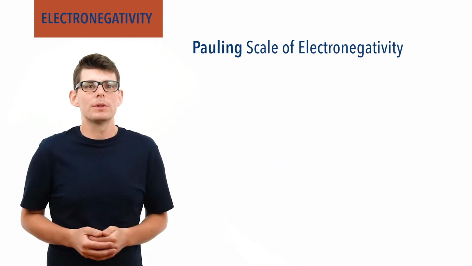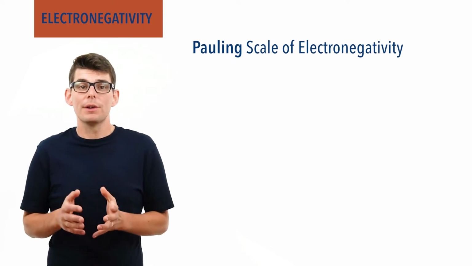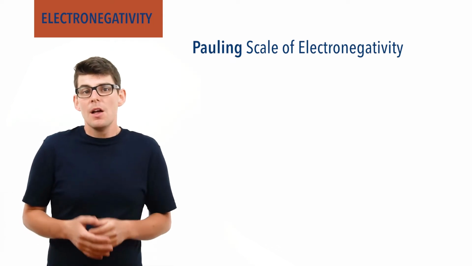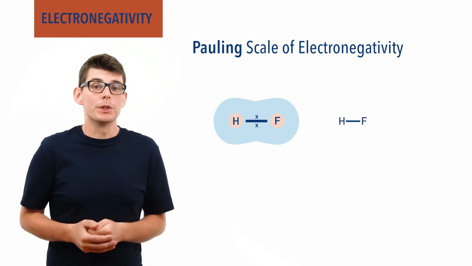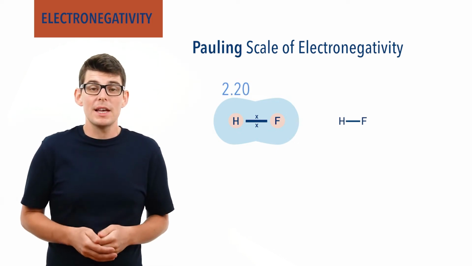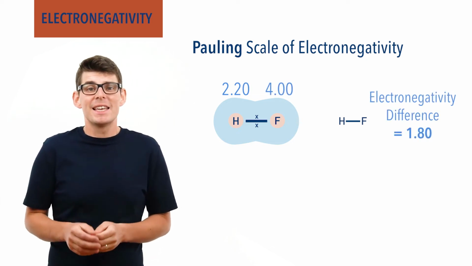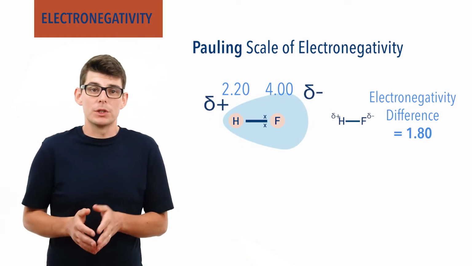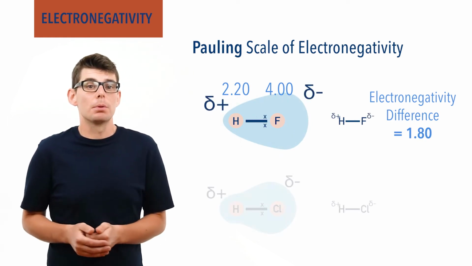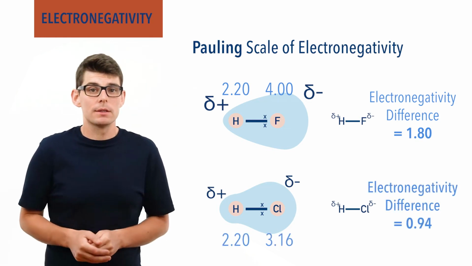When two atoms are bonded together, how polar the bond is will be determined by the differences in their electronegativities. For example, hydrogen has a very low electronegativity of 2.2, and fluorine, we've already said, 4.0. This would mean a difference of 1.8, giving a very polar bond. If we were to take hydrogen and bond it to chlorine though, the difference would be 0.94, as the Pauling value for chlorine is 3.16.